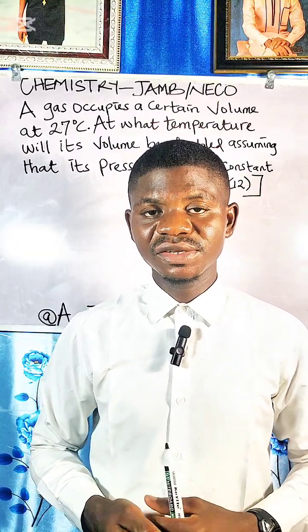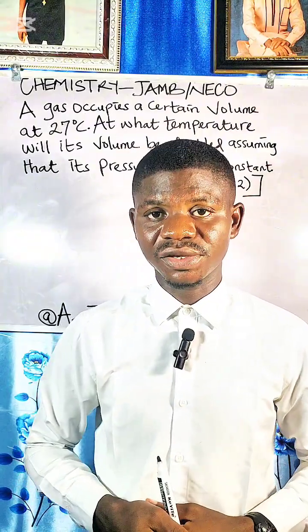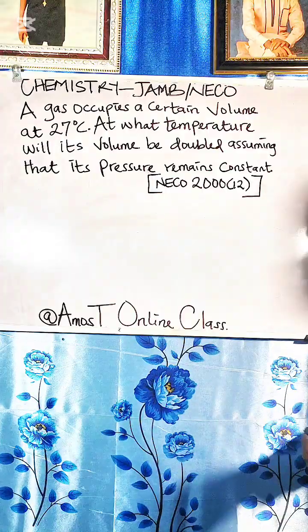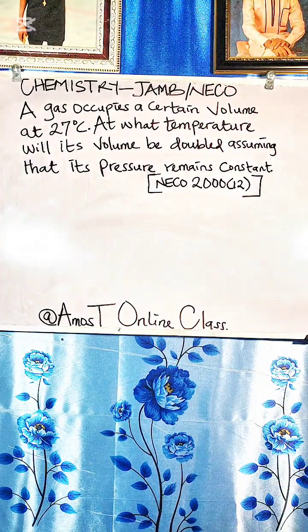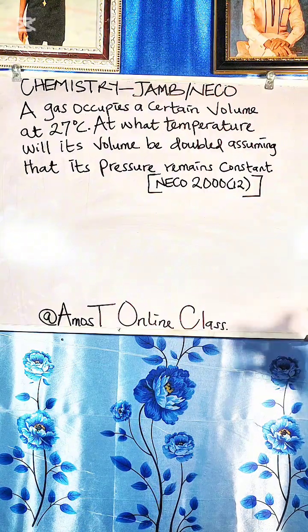Now, in today's video, we're solving a past question from NECO 2000, question 12. Okay. Now, the problem says a gas occupies a certain volume at 27 degrees C. At what temperature will its volume be doubled, assuming that the pressure remains constant?